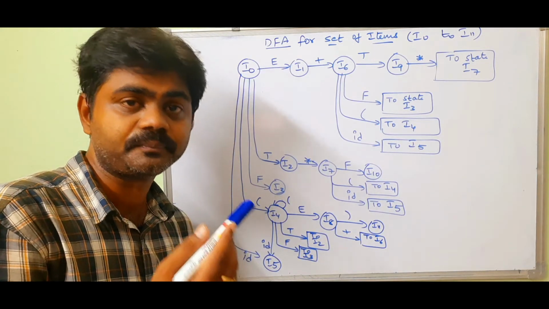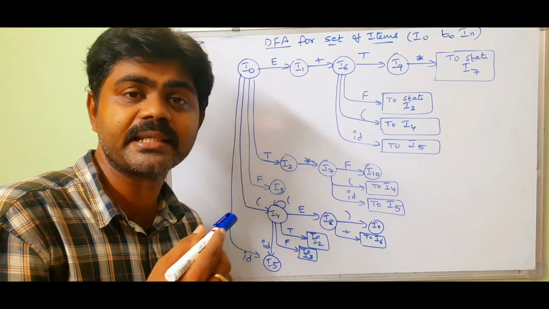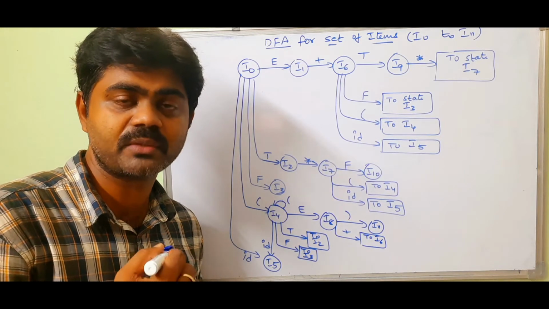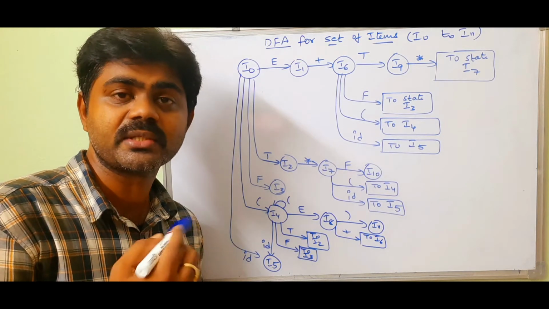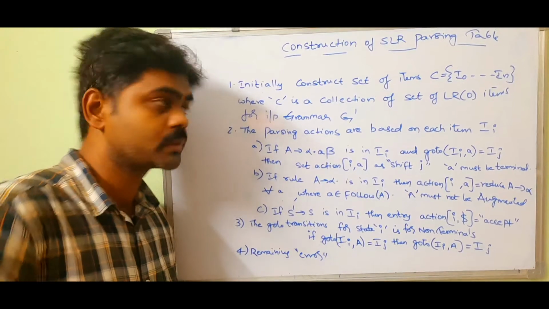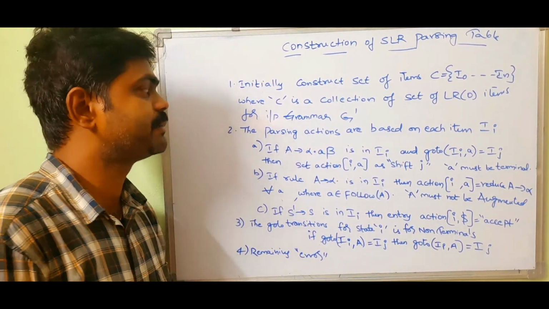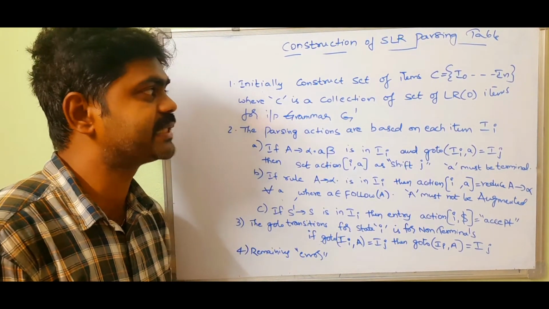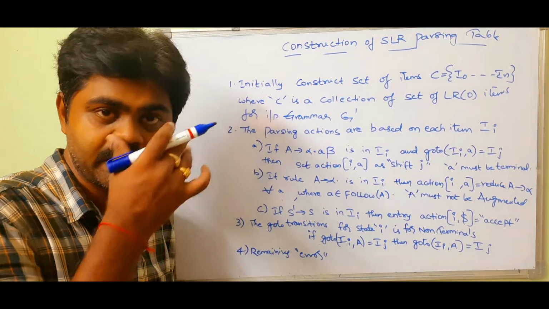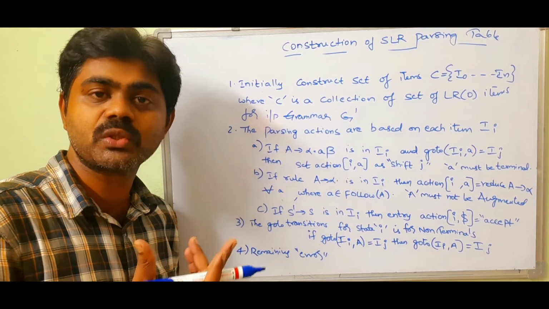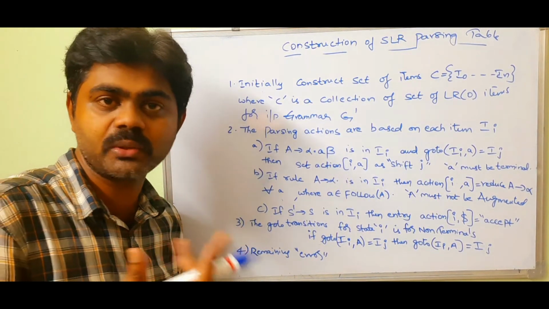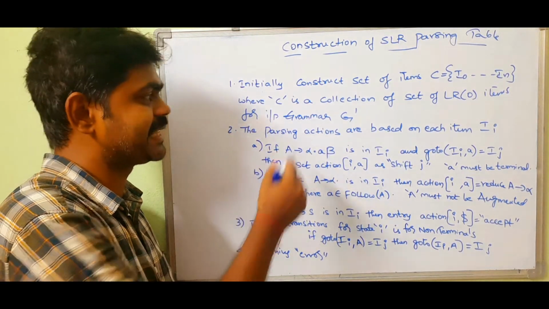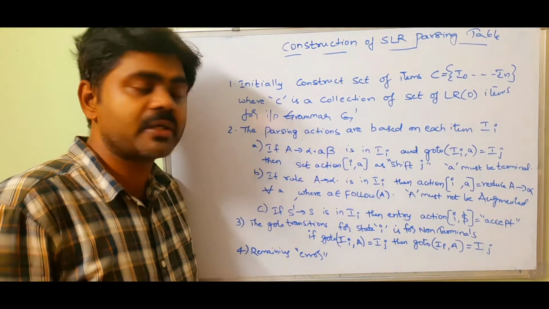Now we will see the construction of the LR parsing table. What are the rules, what are the steps we have to follow to construct an LR parsing table so that we can solve the problem? For construction of the SLR parsing table, we have 4 rules. First one, initially construct the set of items, that is the canonical set of items. We already constructed it, right? We got items from I0 to I11. This is a collection of sets of LR(0) items, the parsing actions. Here we need to find out action and goto, right?